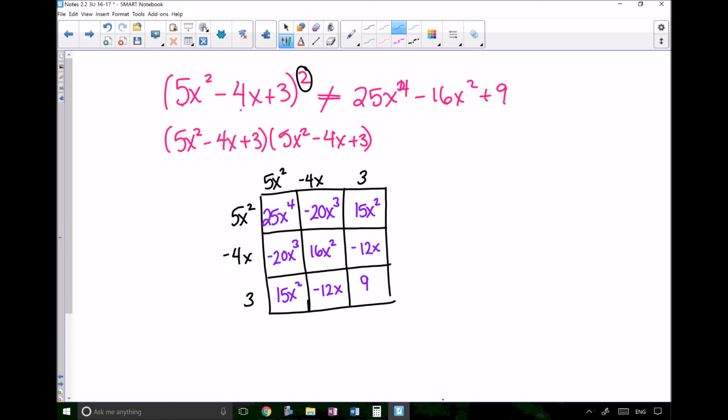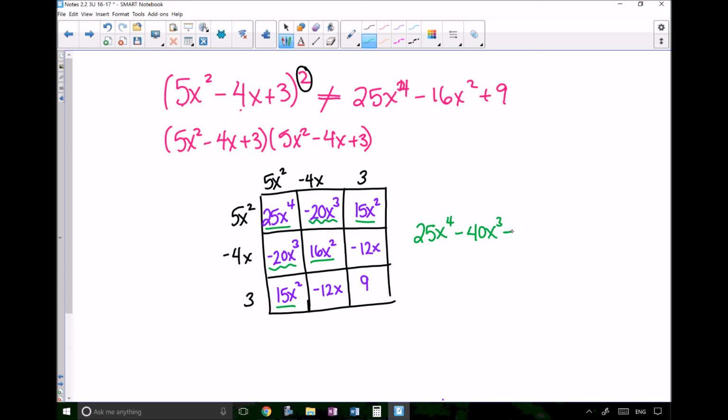Okay, now I'm going to put together all my like terms, and I will be done with this question. So 25x to the power of 4, there's nothing like it, so I still get 25x to the power of 4. Negative 20x cubed is like negative 20x cubed. And when you put those together, you end up getting negative 40x cubed. Okay, 15x squared is like 16x squared.